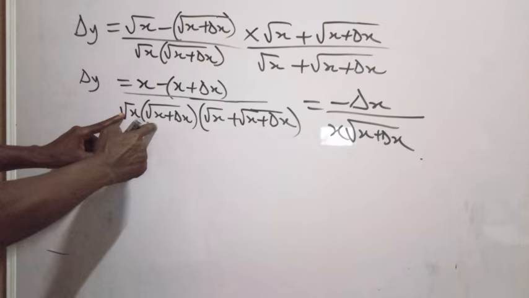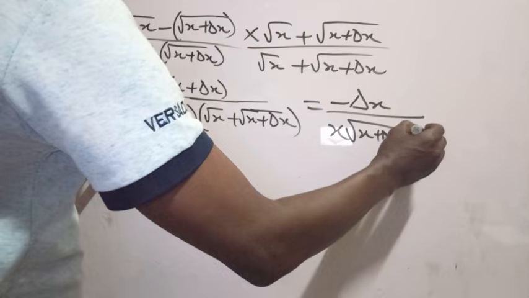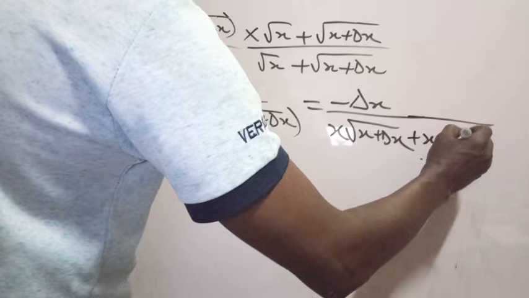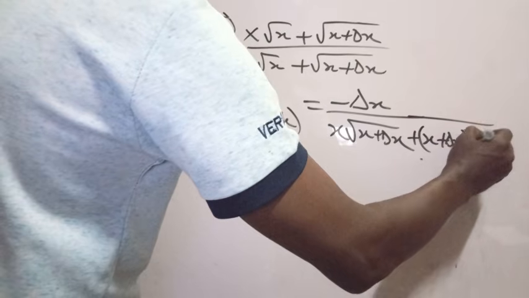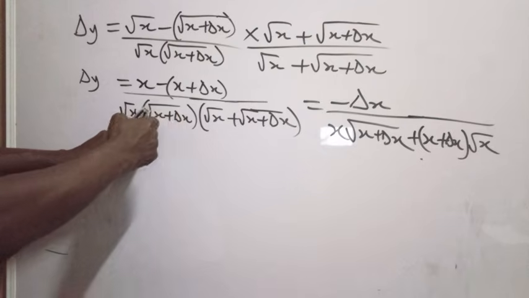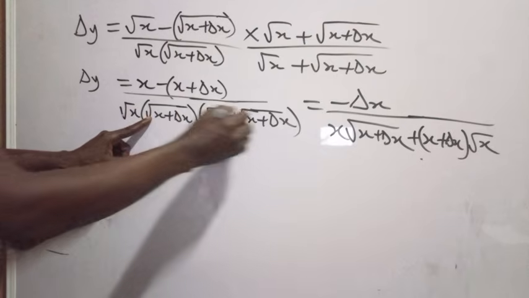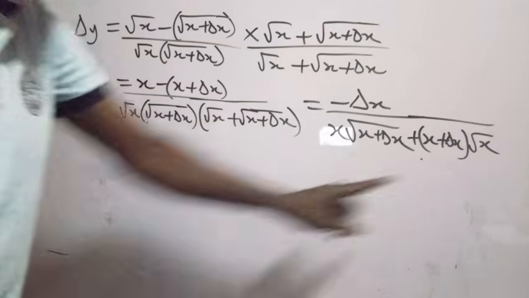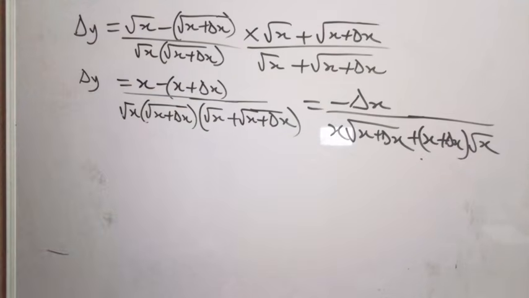This and these are the same. So plus x plus delta x root x. Yes, I hope you understand what I did there. Because root x plus delta x times root x plus delta x, the root sign will disappear. It will remain what? x plus delta x. Then multiply by the root x outside.